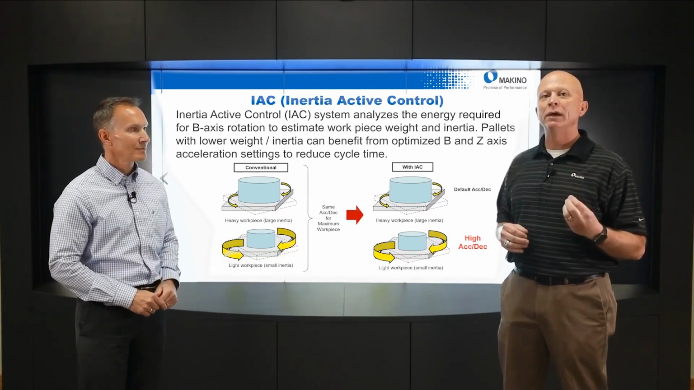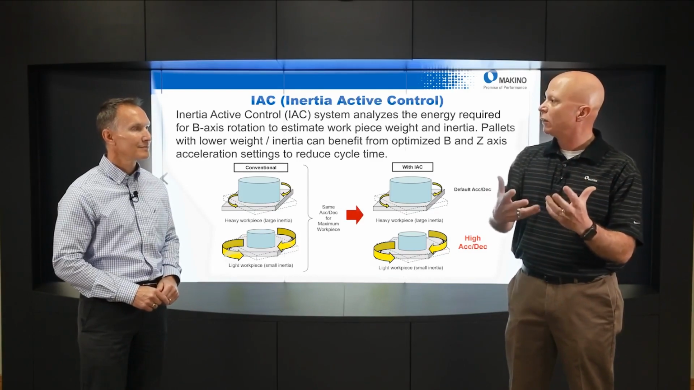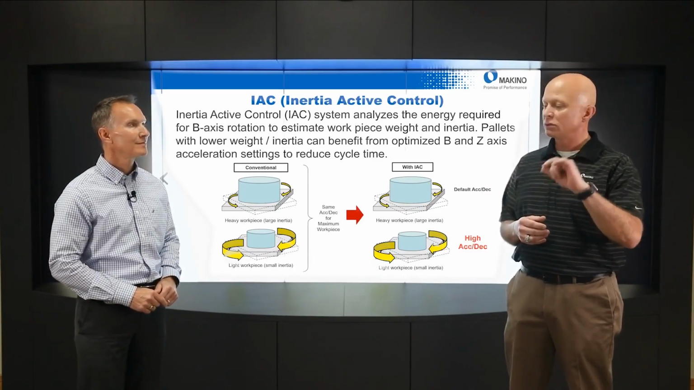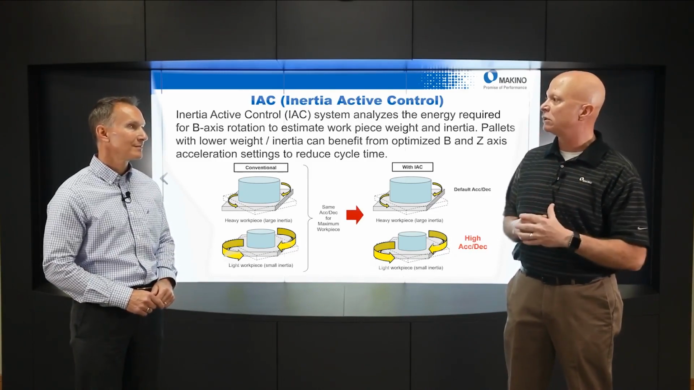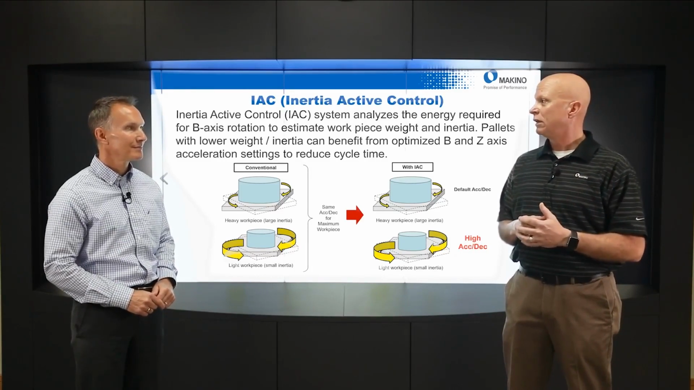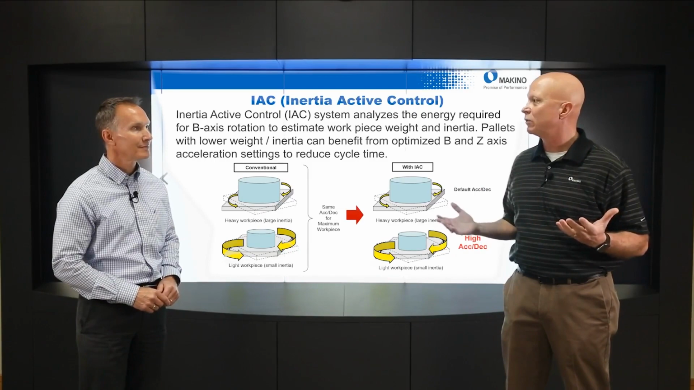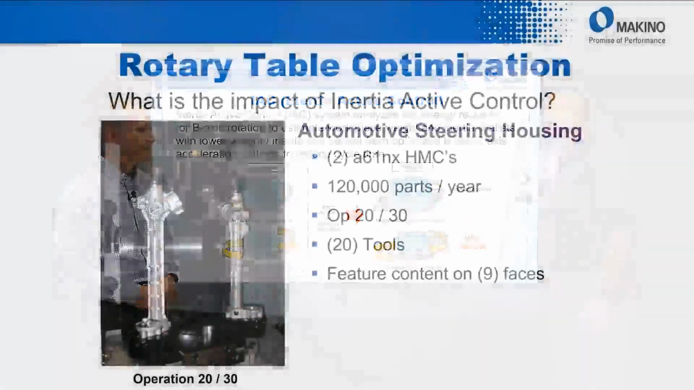The savings come in when the feature's activated, you measure the weight and inertia on the pallet, and it resets the ACK acceleration and deceleration parameters on your machine to optimize that rotation and take time out. And based on how many B-axis rotations you have in your cycle, you can realize a lot of savings here. I'll show you one example.